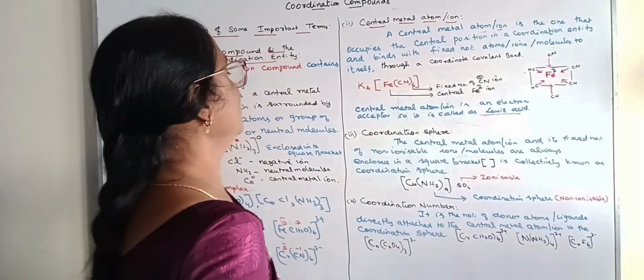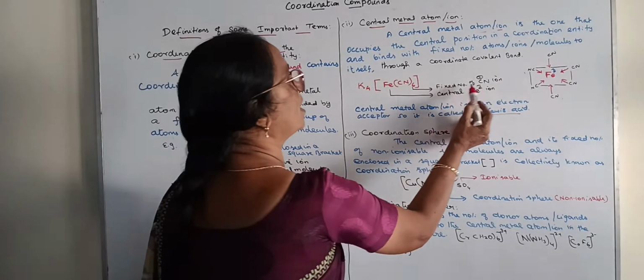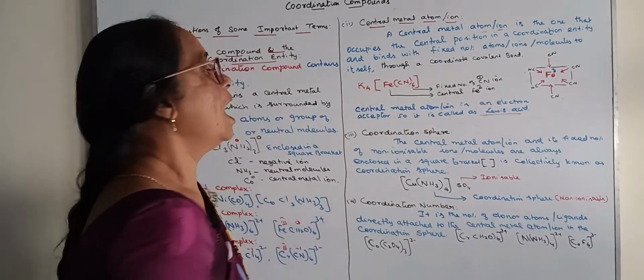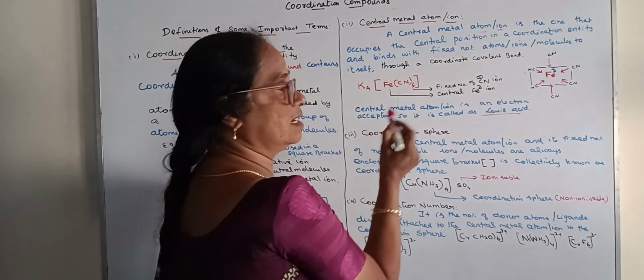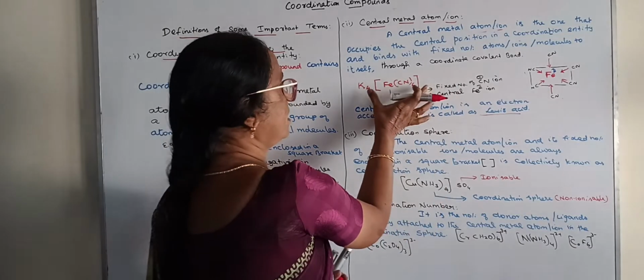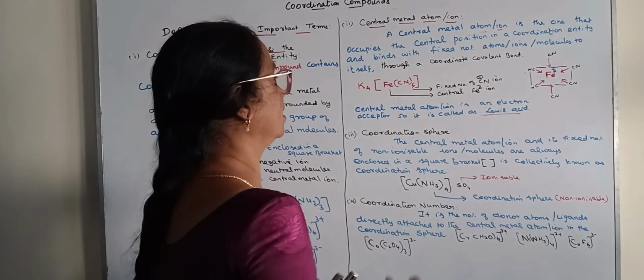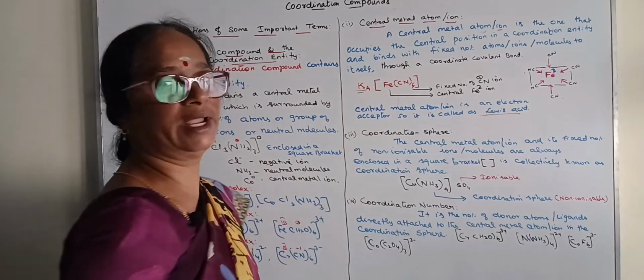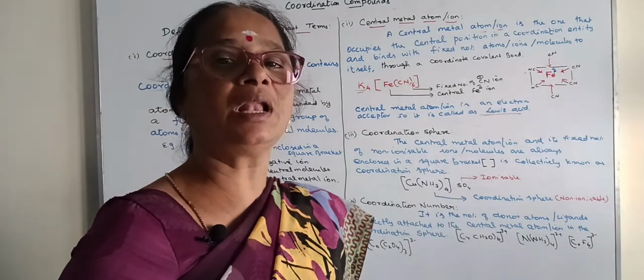And in this we may find the fixed number of cyanide ions, that is equal to how many? 6. And the central metal ion has the oxidation state of 2. So both of them are enclosed in a square bracket, and the group which is present outside the square bracket is the simple ion.